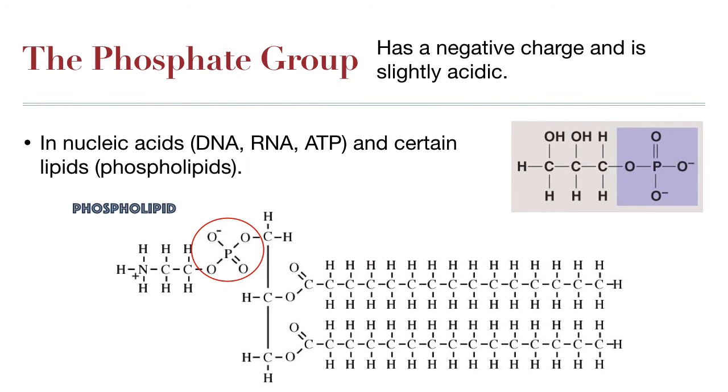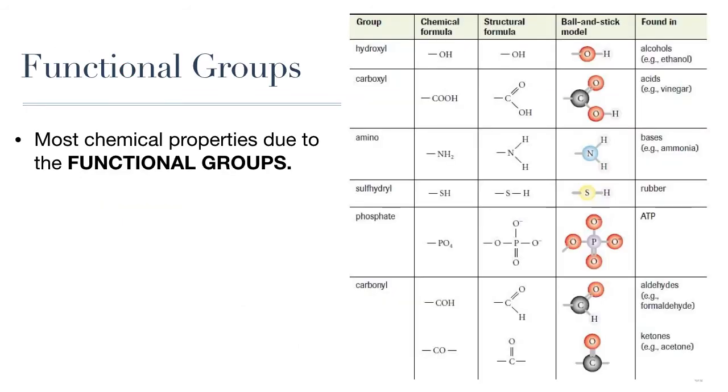So phosphate groups are also an important part of the structure of phospholipids. These are the main molecules that make up the cell membrane. So that's the 6 functional groups that you will find in the 4 molecules of life. And now let's see if you can recognize them.